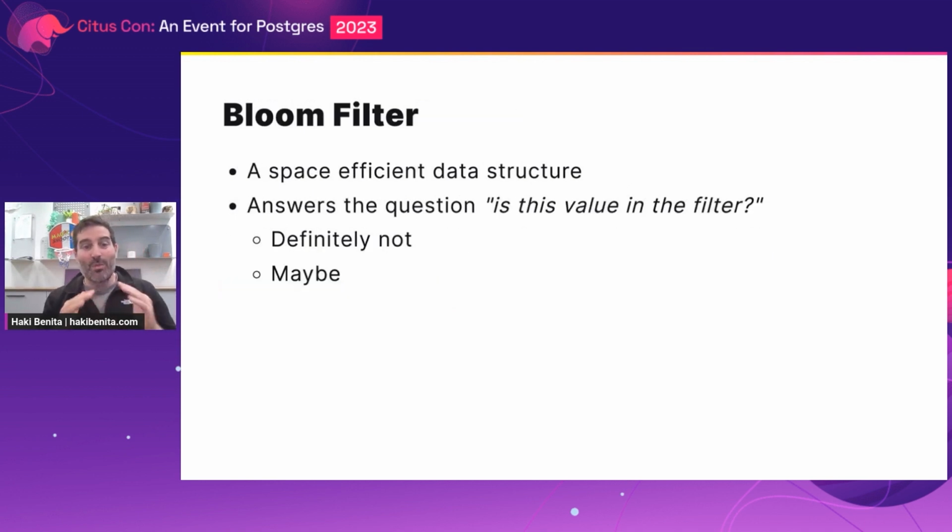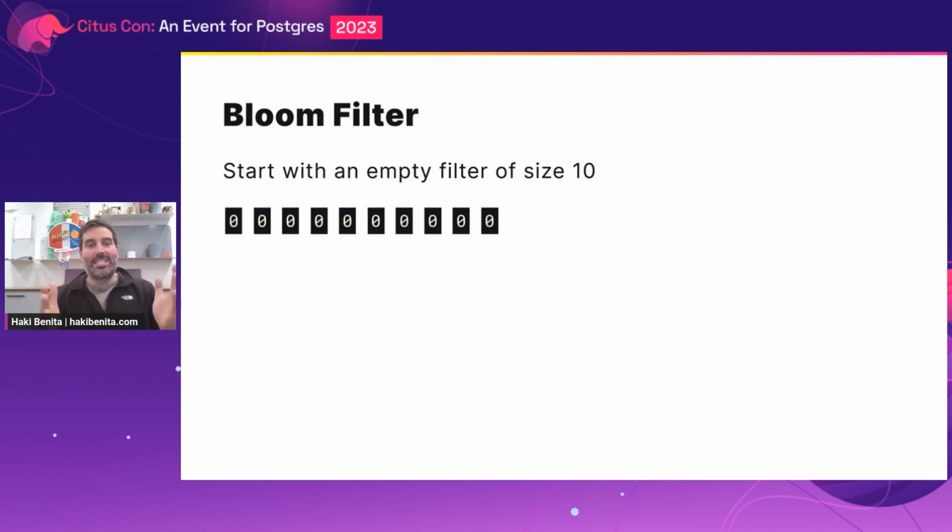To understand how this works, we need to understand what a Bloom filter is and how it works. A Bloom filter is a very, very space-efficient data structure that can answer the question: is this value in the filter? Now, the answer is either definitely not, just like the min-max before, or maybe. Not yes, but maybe. So let's build a Bloom filter. Let's say that we start with an empty filter of size 10. Each value here represents a bit in the filter. We have no values, so everything is 0.